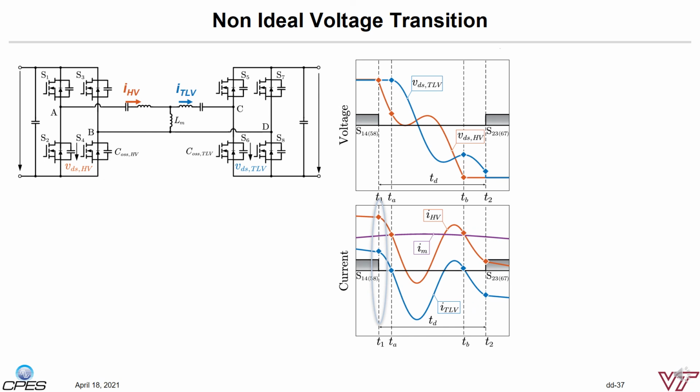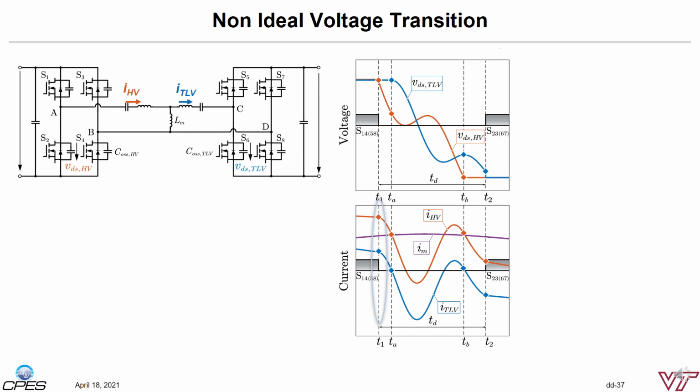Now let me show you two non-ideal voltage transition results during the dead time. At the very beginning of the dead time, assume the two currents that flow through the leakage inductors share the same direction, from the left-hand side to the right-hand side. According to the device voltage transition operation principle in a phase leg, the left-hand side two devices will start a voltage transition immediately as the current is flowing out of the phase leg.